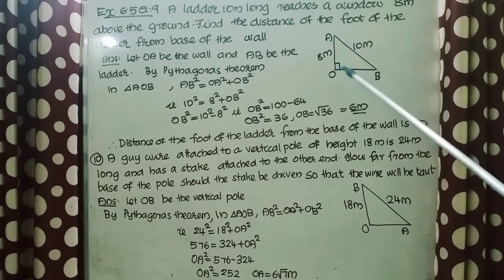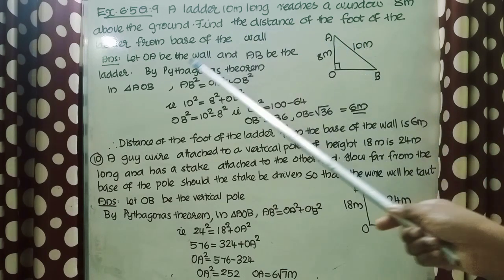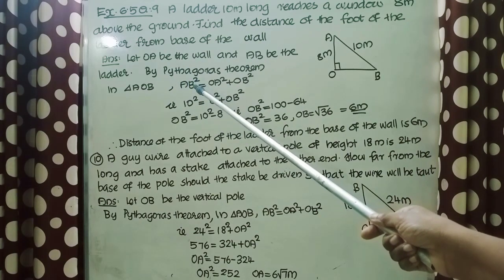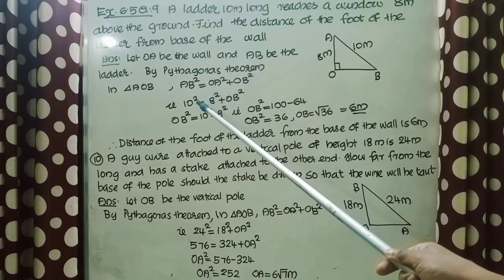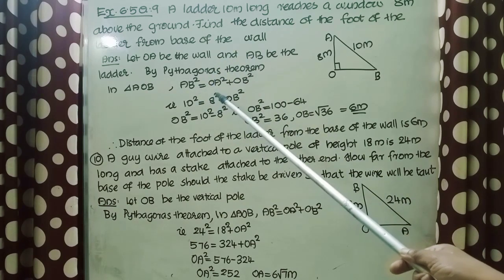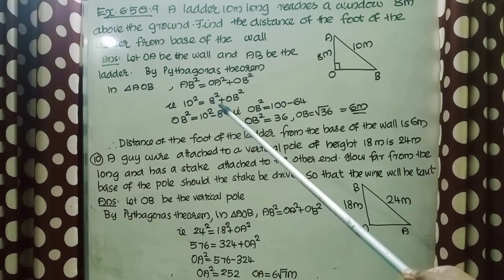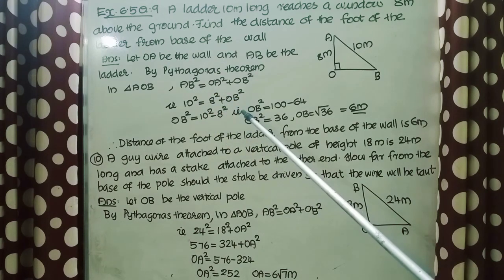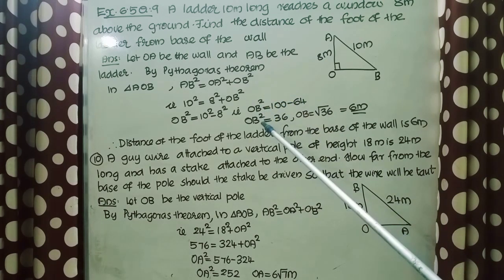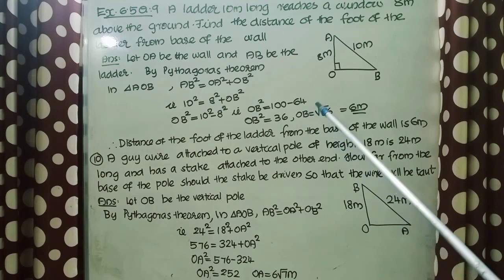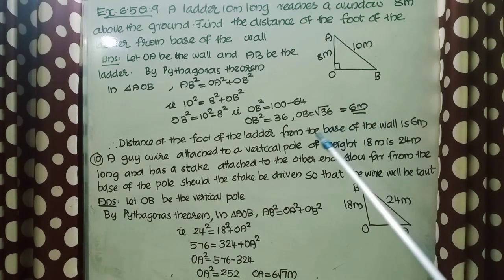So this is a right triangle. Let us apply the Pythagoras theorem in triangle AOB. We can write AB square equal to OA square plus OB square, that is 10 square equal to 8 square plus OB square. OB square equal to 10 square minus 8 square, that is OB square equal to 100 minus 64, that is OB square equal to 36. OB equal to root of 36, that is 6 meter.